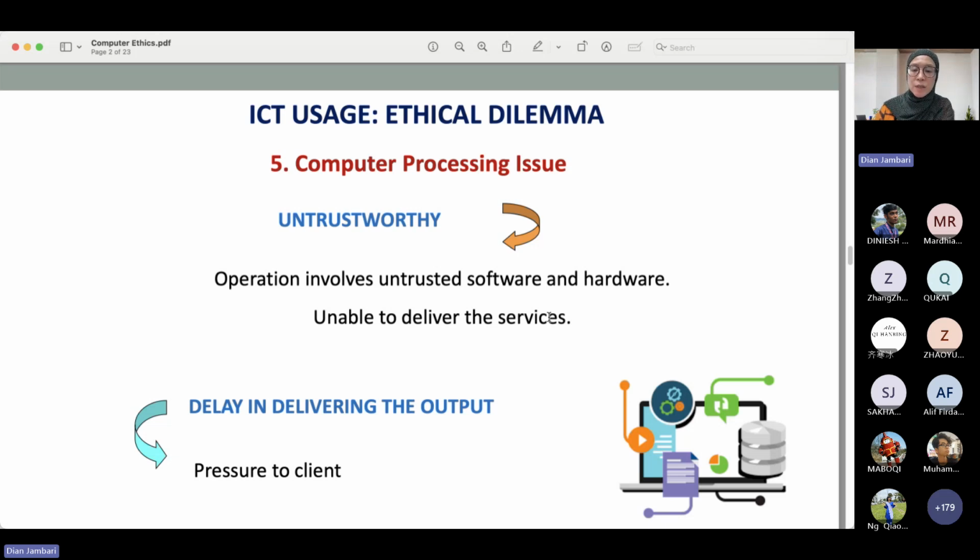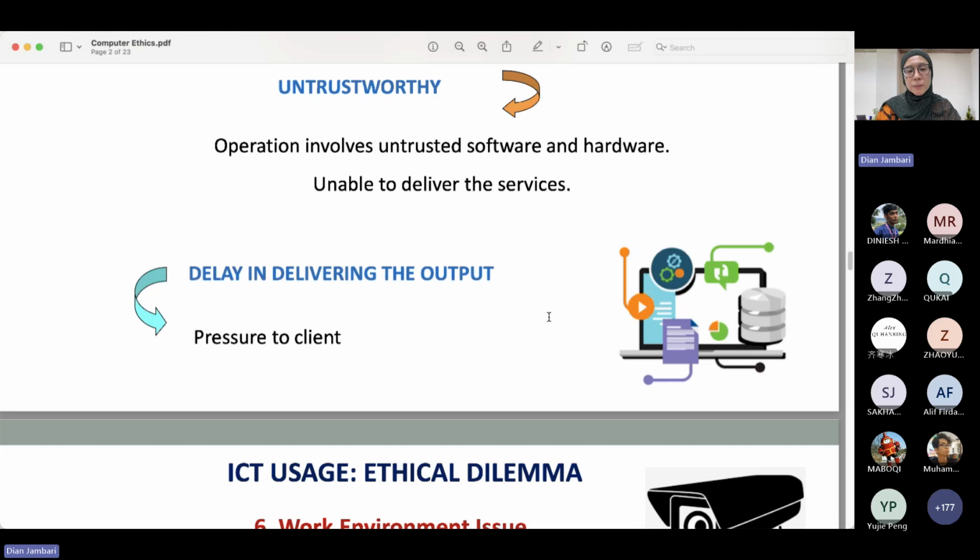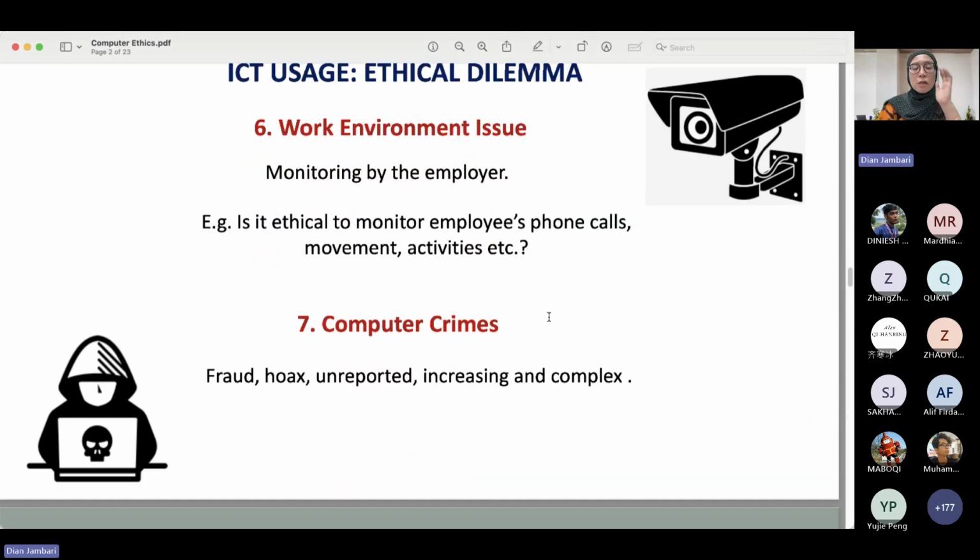And if that outcome is a service that you as a computer expert or professional need to deliver to your customer, but because you're using untrusted software and hardware, it may not be delivered as intended and as expected. So that creates an ethical dilemma. Another example of an ethical dilemma in computer processing issues is when there's a delay in delivering the output. So that causes an ethical dilemma in that context of processing.